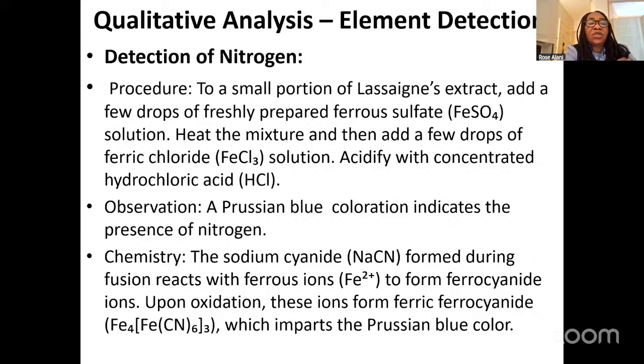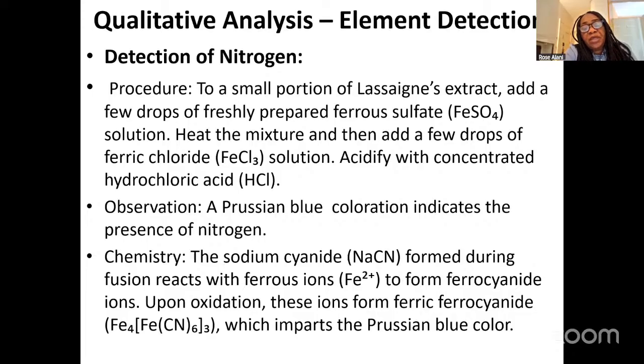To detect nitrogen, you take a portion of your Lassaigne's extract and add a few drops of freshly prepared ferrous sulfate solution. Heat the mixture, then add a few drops of ferric chloride solution acidified with concentrated hydrochloric acid. Then you observe a Prussian blue coloration that indicates the presence of nitrogen.